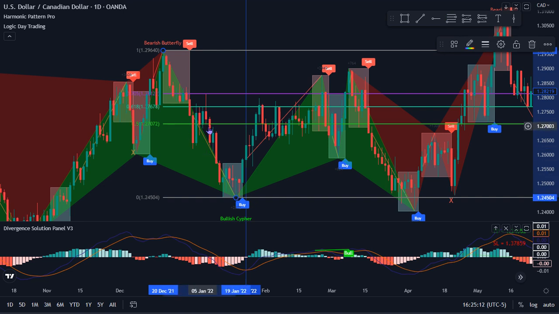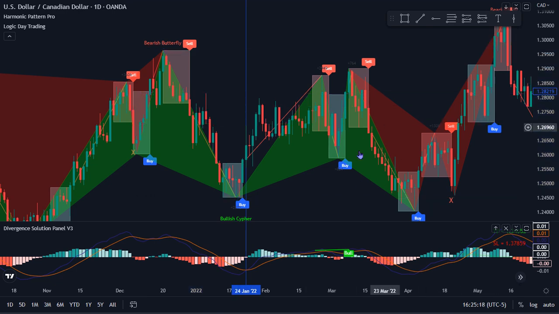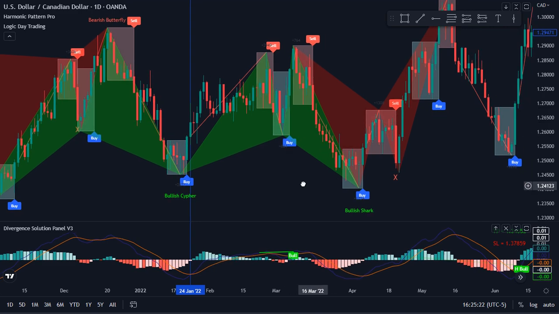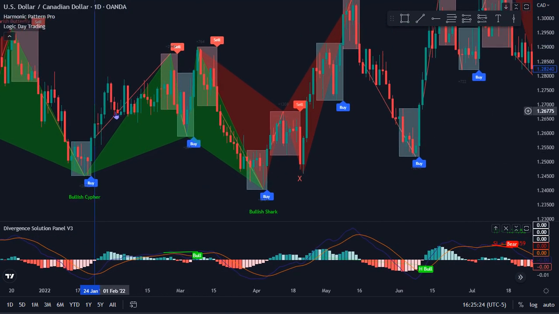You see here the 50% mark runs right above it. So then we see retracement back down. And the same thing, we now have this bullish shark pattern.